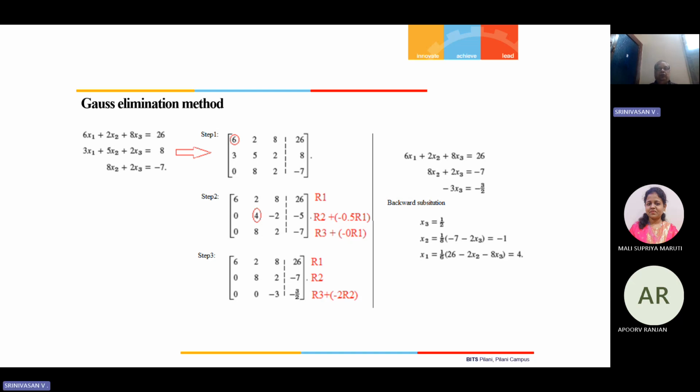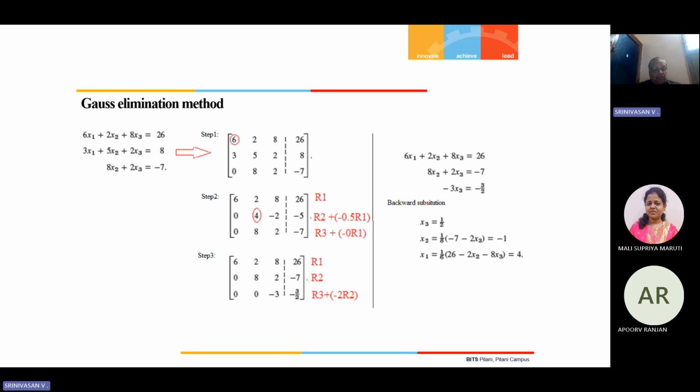Now, what do we do? Keep the first row intact. So 6, 2, 8, 26. Always keep the first row intact. Now, in general, supposing you have a zero element in the first row, and especially you are asked to do it by the partial pivoting method, of course, same Gauss elimination, it lays some emphasis on a kind of interchange of rows.